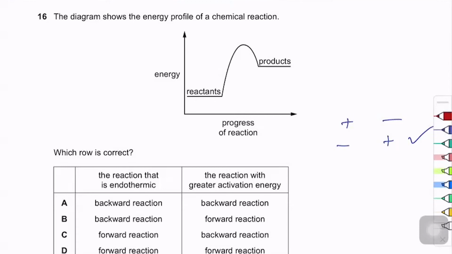Second, the reaction with greater activation energy. Let's label the activation energies. From over here to here, that is the activation energy of the forward reaction. And from here to here, that's the activation energy of the backward reaction. Based on this, we can easily see that the forward reaction has higher activation energy. So yeah, it is forward.